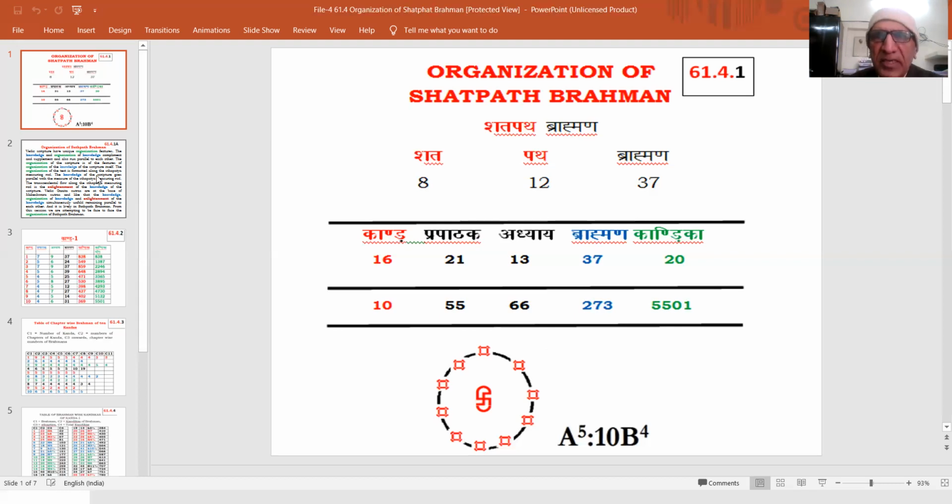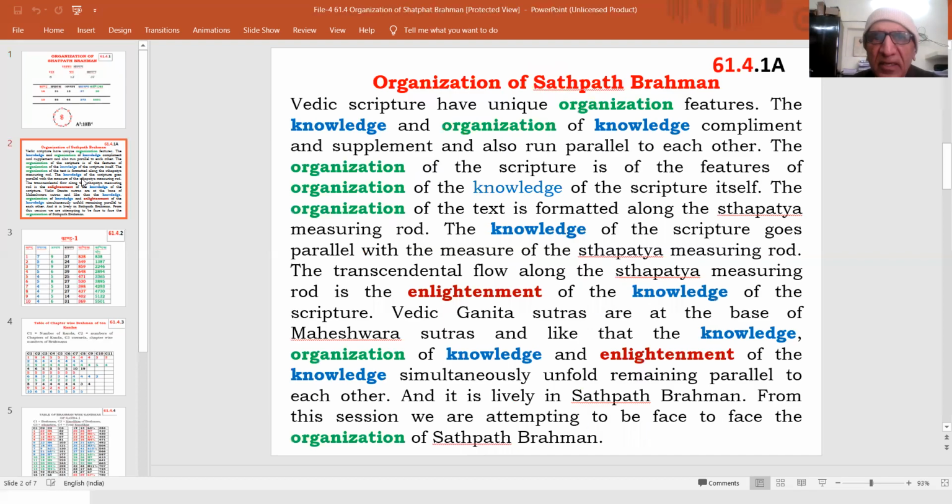Before we take up these features step by step, sequentially, one by one, let us have an attentive observation about the organization of Vedic scriptures. Let me state it very specifically, and let me be slow while I make this statement, as it is inherently bringing us face to face with the organization features. Vedic scriptures have unique organization features.